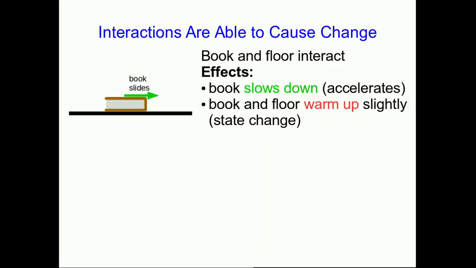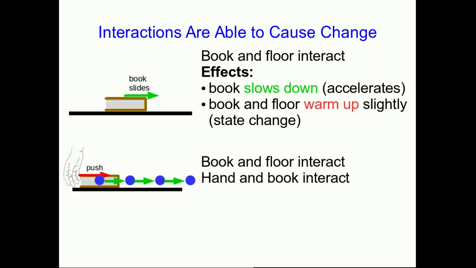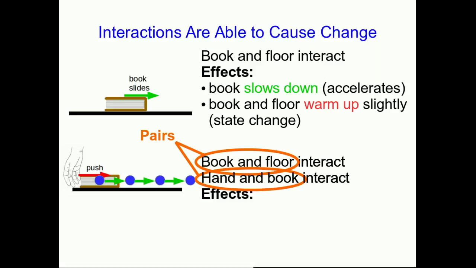We can set things up so that there's a state change and no acceleration because of an interaction. For example, with the book sliding across the floor, if you just keep pushing it, you can arrange to make it move at a constant velocity. So now the book and the floor are interacting, and your hand and the book are interacting. Again, note the pairs, always pairs of objects involved in interactions.